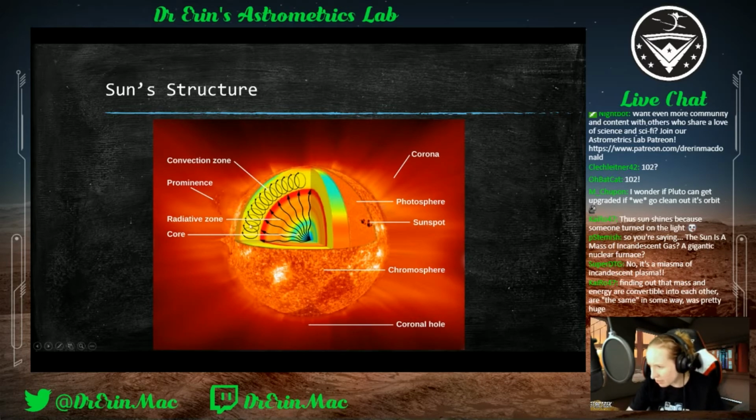Now, outside of the convection zone, we have what's called the photosphere. The photosphere is really the visible surface of the sun. So this is the part that we're actually able to see in the visible part of the spectrum. Not looking directly at it, but using a filter. But what's radiating in the visible part of the spectrum.